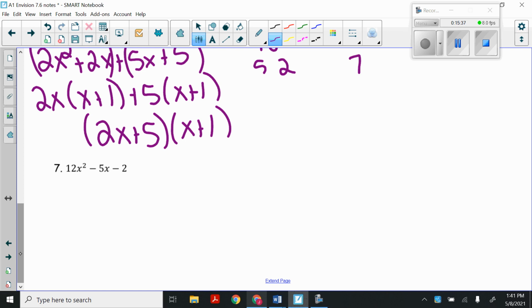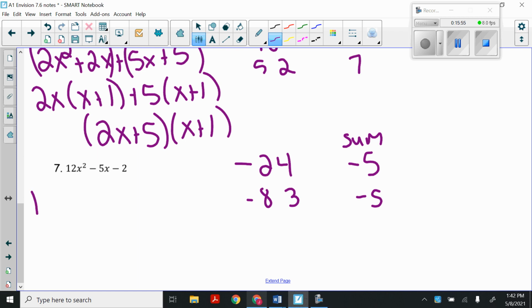Number 7, 12x squared minus 5x minus 2. Again, multiply A and C, and I get negative 24. I'm looking to get a negative 5 as my sum. I know that negative 8 and positive 3 give me a negative 24 when I multiply and give me a negative 5 when I add. So 12x squared minus 8x plus 3x minus 2.